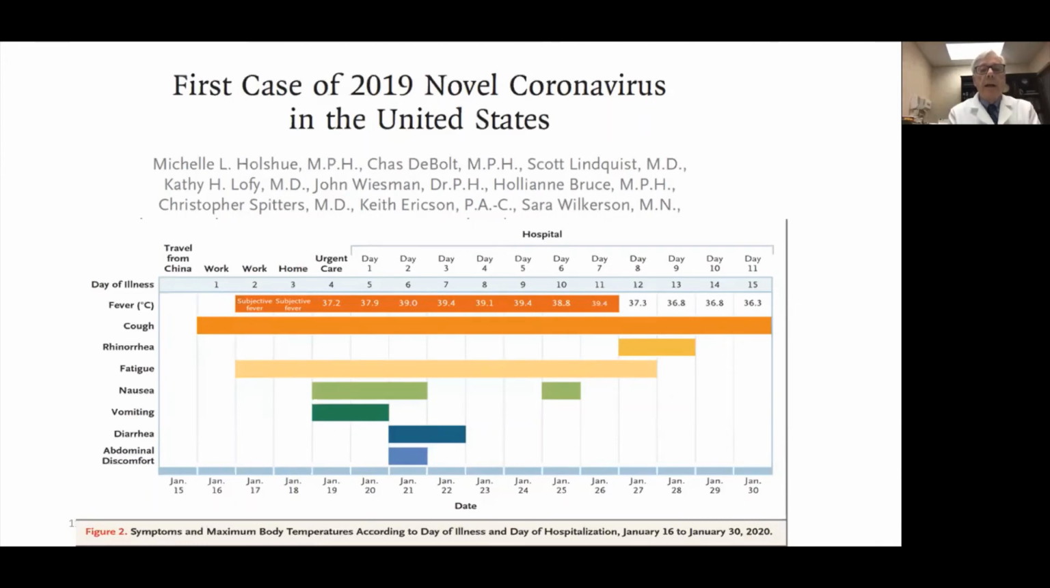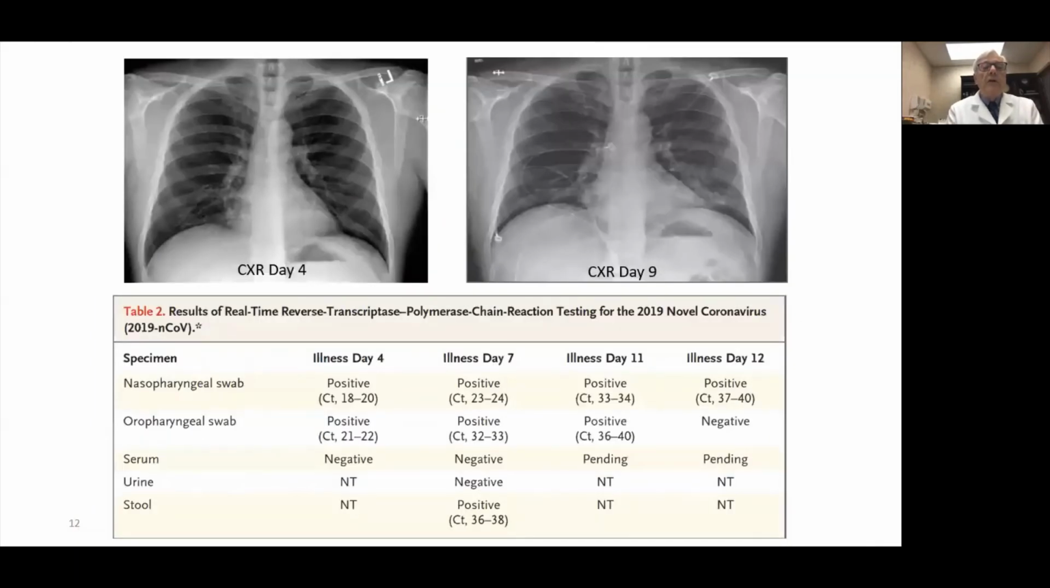Next slide. I'm just showing you the X-rays of this patient on day 4. This is when he went to the urgent care center. It's a clear X-ray. He really had no evidence of infiltrate or pneumonia. And on day 9, you can see next to it, he does have sort of a patchy infiltrate in the middle of his left lung there next to the heart. But it wasn't really all that impressive of an X-ray.